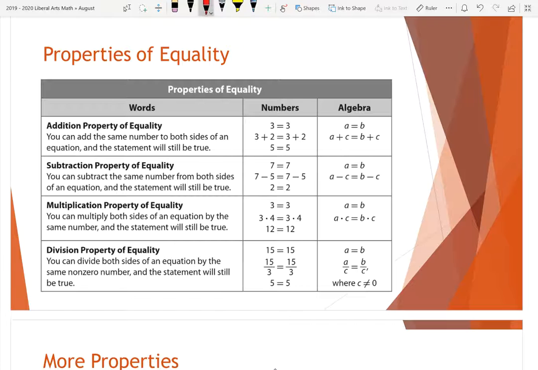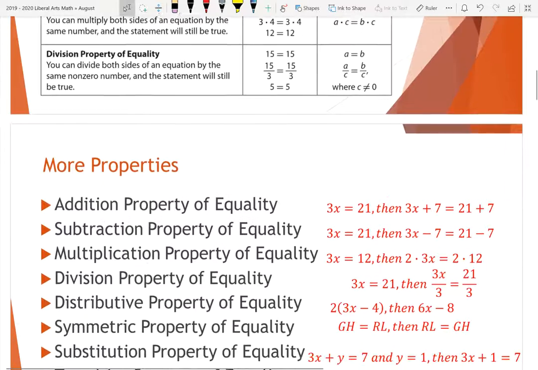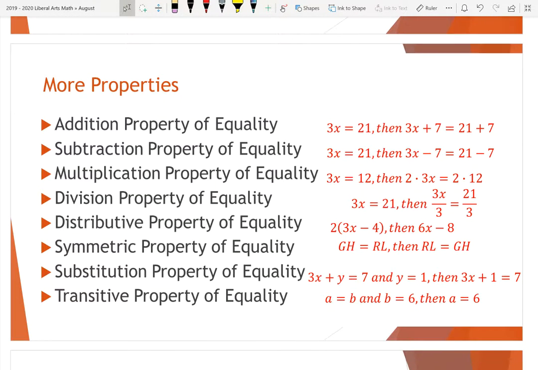You'll see me when I solve equations, I like to draw little lines down the middle because I like to represent both sides visually. That's kind of my thing that I use, that helps me. There are also a few more properties in addition though, but these are the same four properties we just showed you, but here are some examples.